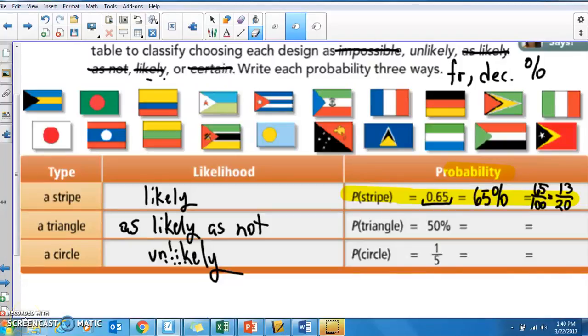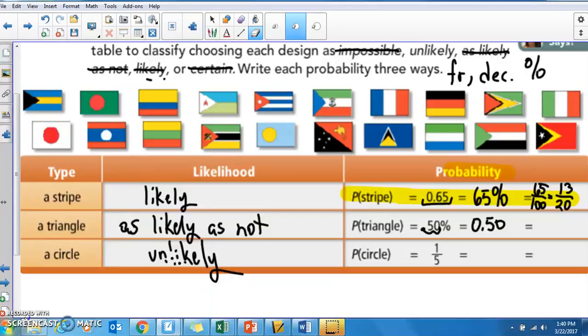All right, with the last video, we finished up with the final fraction being simplified to 13/20ths. Let's now go to the triangle. 50% is what the triangle is in the percent. So to convert 50% to a decimal, we all know, hopefully, that we move the decimal 2 places to the left, which will give you 0.50.